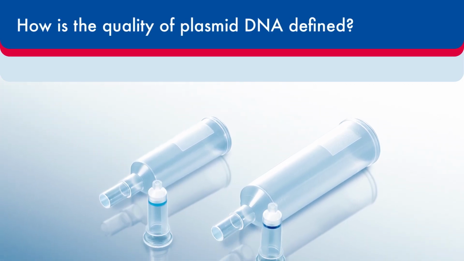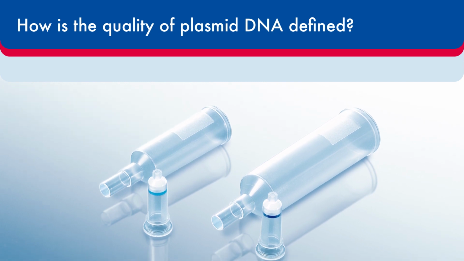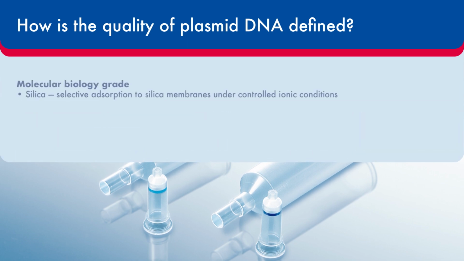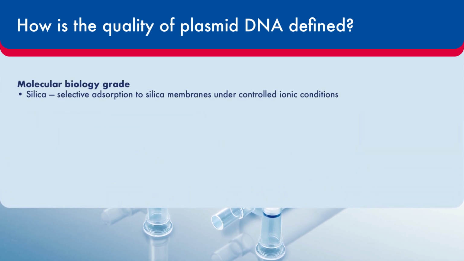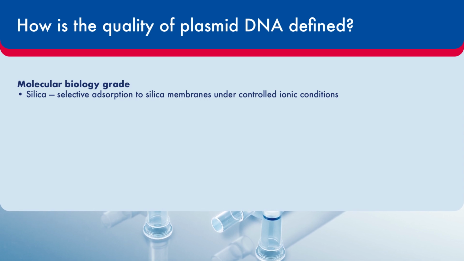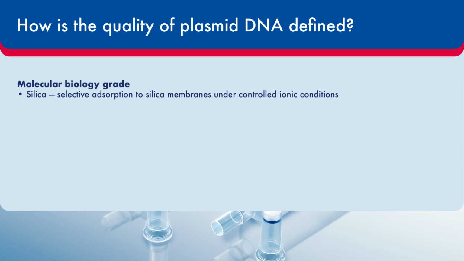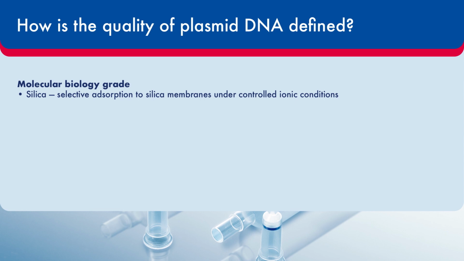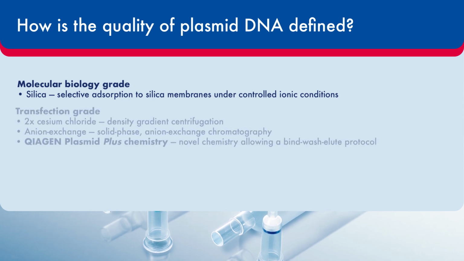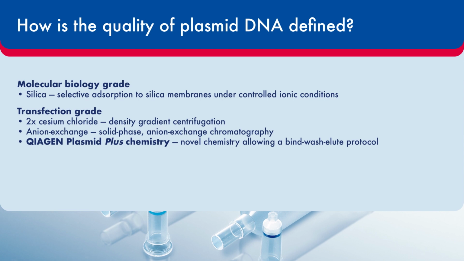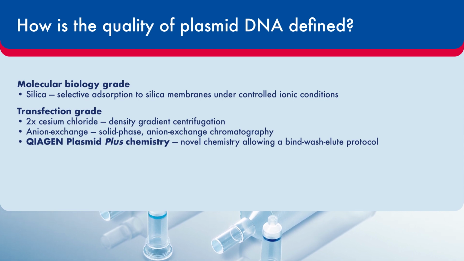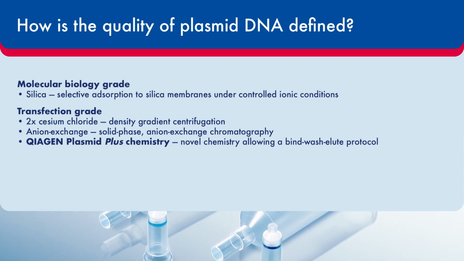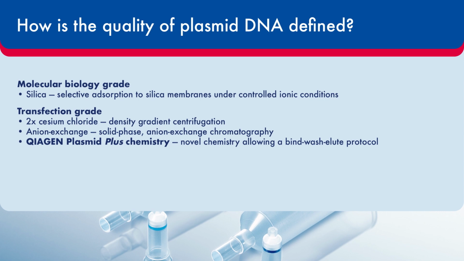If we rank the different plasmid DNA qualities by their suitability for transfection, we have on the lower end of the purification scale molecular biology-grade DNA, purified using chaotropic-mediated absorption to silica membranes. This purified plasmid DNA is sufficient for cloning and transformation of bacterial cells, but not for transfection. Cesium chloride density gradient centrifugation, a very time-consuming method, and anion exchange chromatography deliver plasmid DNA that can be used for transfection of robust and sensitive cells.